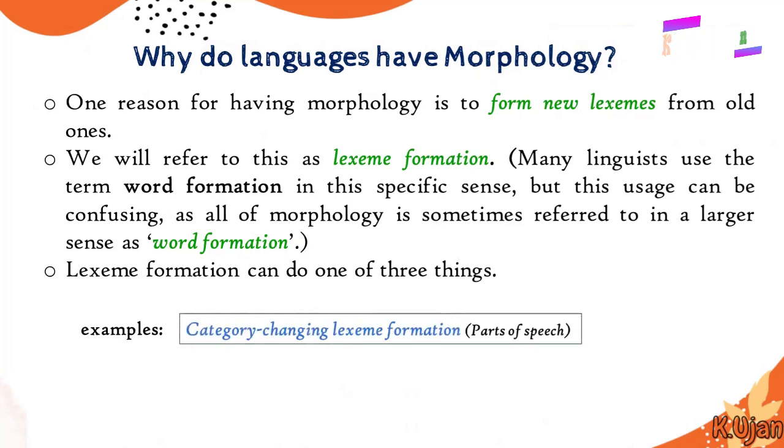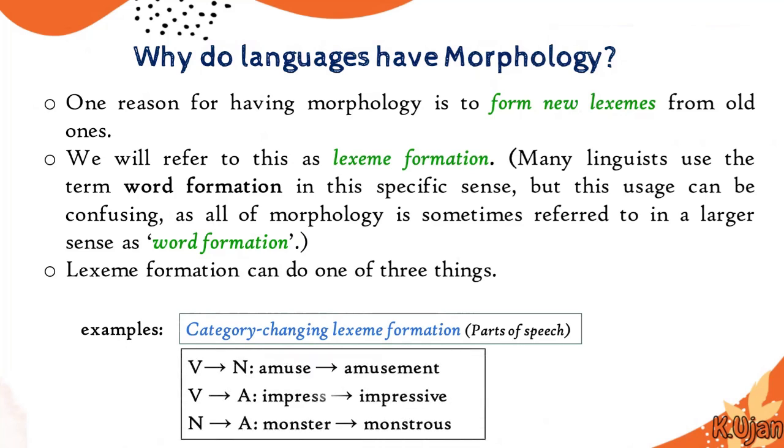Number one, category changing. Category changing lexeme formation means changing parts of speech. Sometimes words only change their parts of speech. For example, amuse is a verb, and we change it into a noun, amusement. Impress is a verb, so we may change it to impressive. Monster may be a noun, but it may change into an adjective, monstrous. So we are changing parts of speech. Our word formation is like that, forming words from other parts of speech.